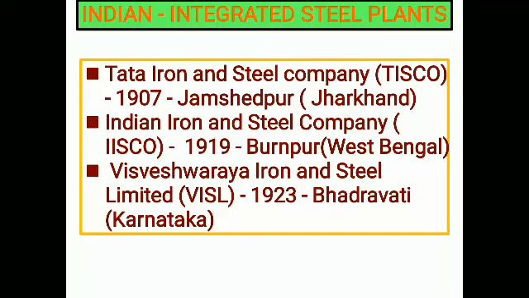Whereas Vishveshwaraya Iron and Steel Limited was set up in the year 1923 at Bhadravati, and from this steel plant they produce alloy and sponge steel. In IISCO, that is Indian Iron and Steel Company, established at Burnpur in West Bengal, pig iron and crude steel are manufactured. Whereas in Tata Iron and Steel Company, pig iron is manufactured.